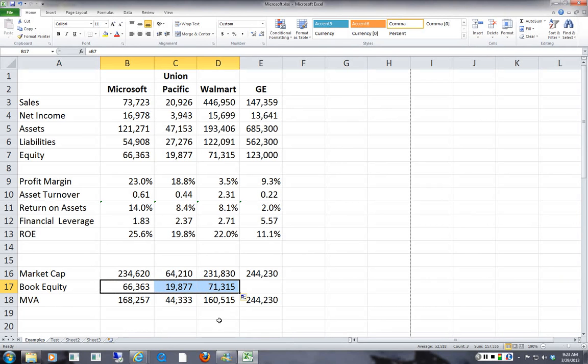Whew! Walmart. Makes only 3.5% of each sale. They've got an MVA of $160,515,000,000. Pretty significant. Look at GE. Even though they're struggling, they've still got $121,230,000,000 of MVA.